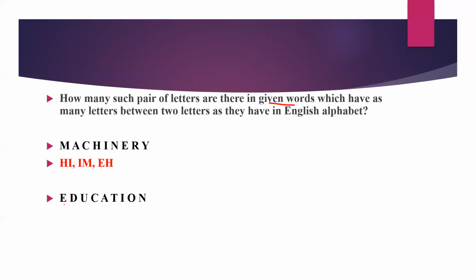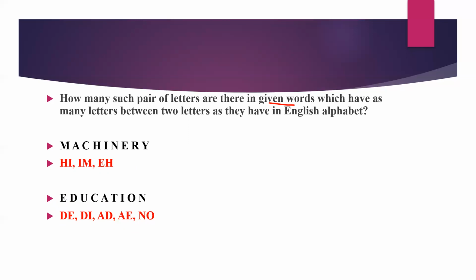And the next word was education. In education, we have 5 pairs, that is DE, DI, AD, AE, and NO. DE is in the backward direction, DI is in the forward direction, AD is in the backward direction, AE is also in the backward direction, and NO is also in the backward direction. I hope you all have got your answer.